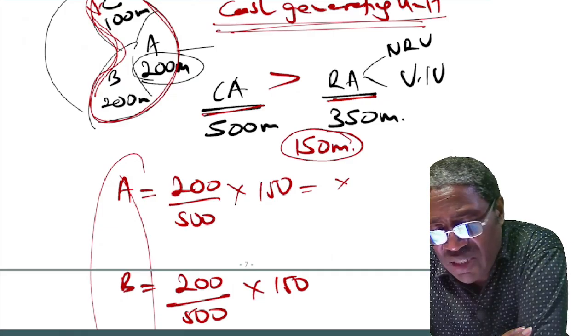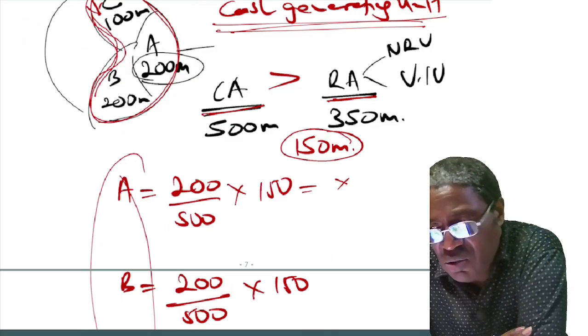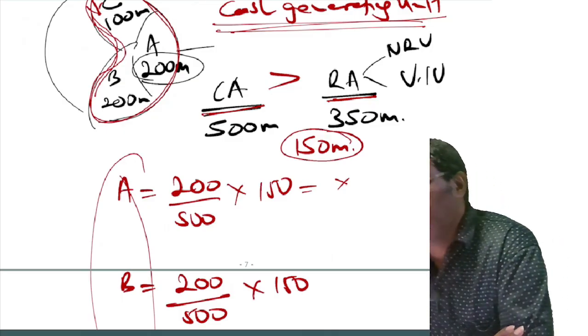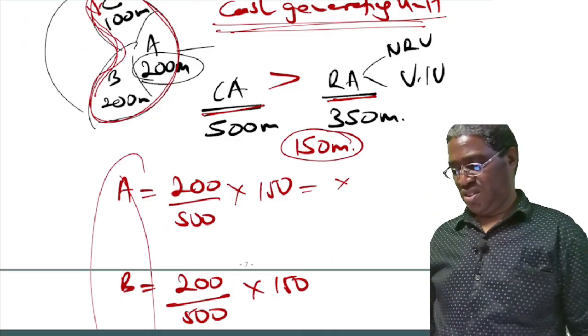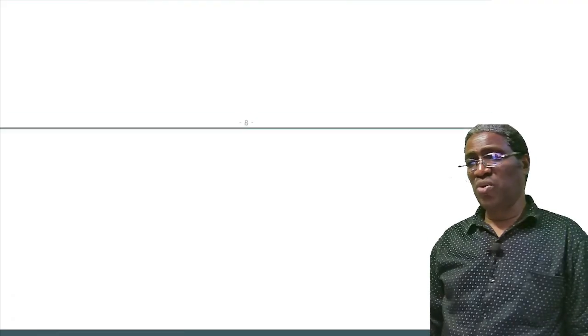Should be allocated to the other assets in the unit on the basis of their carrying amount. Good. Okay. Now, I hope you're okay now.